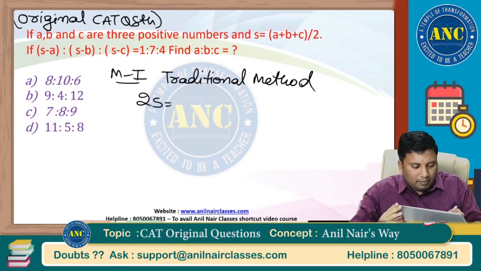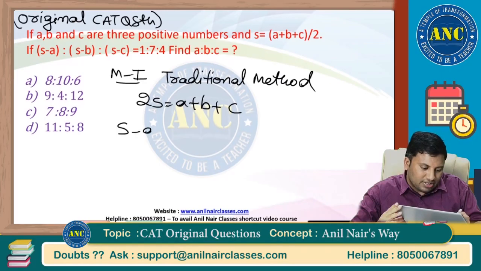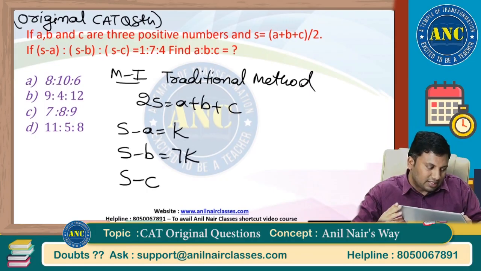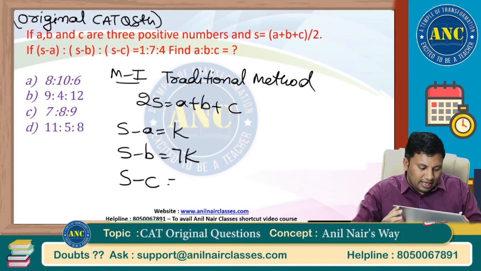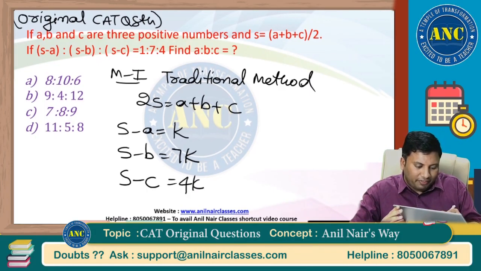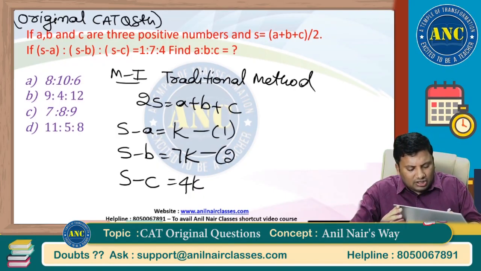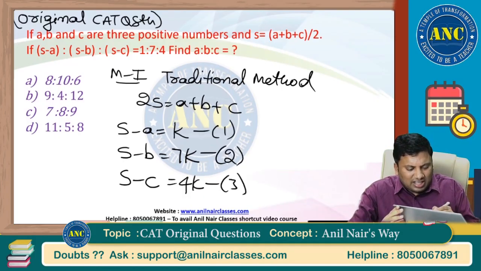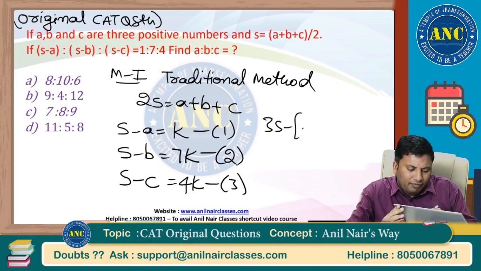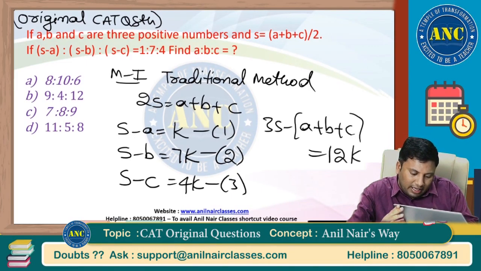2s is given by a plus b plus c. S minus a is k. S minus b is 7k. S minus c is 4k. So if I add these, what every student will do, sir, because they are so habituated, 3s minus of a plus b plus c is 12k.